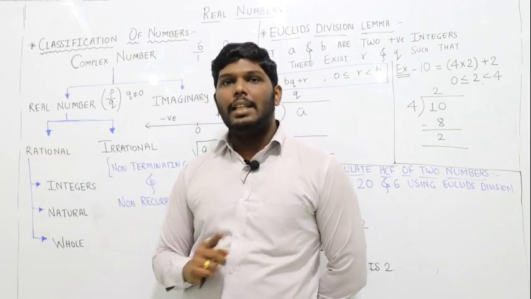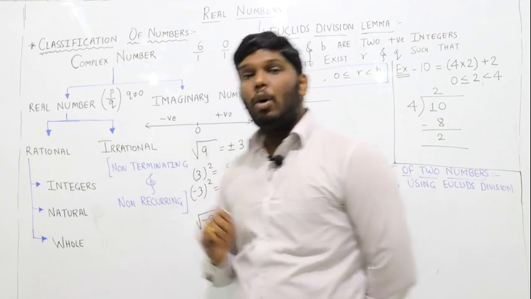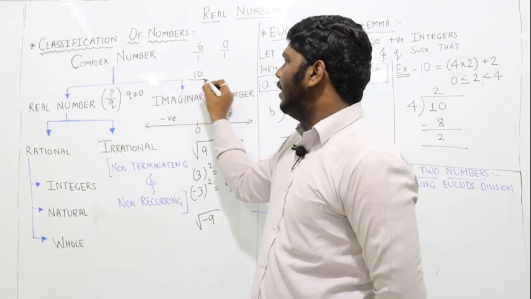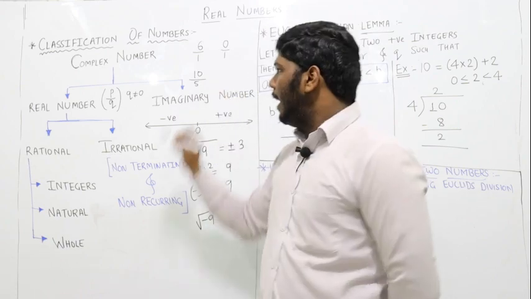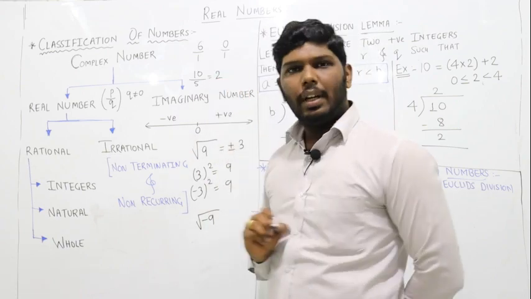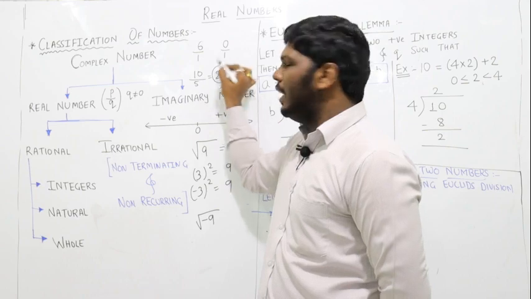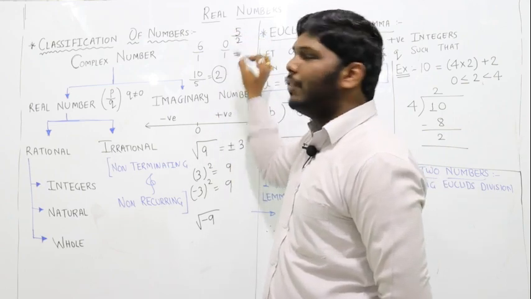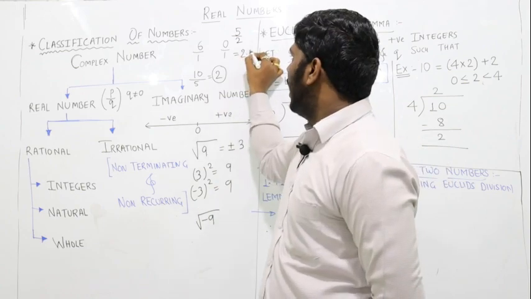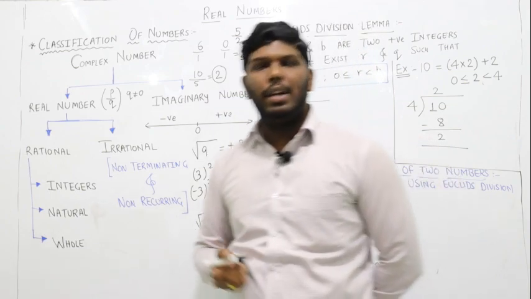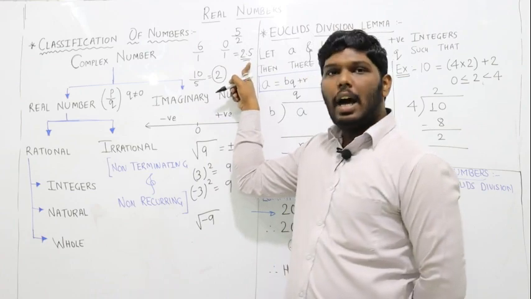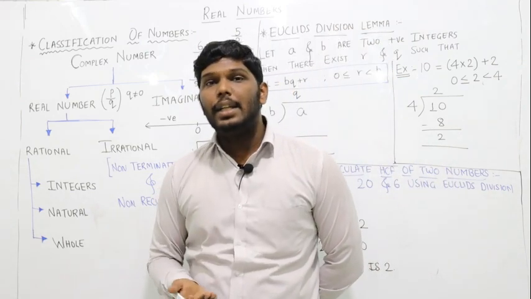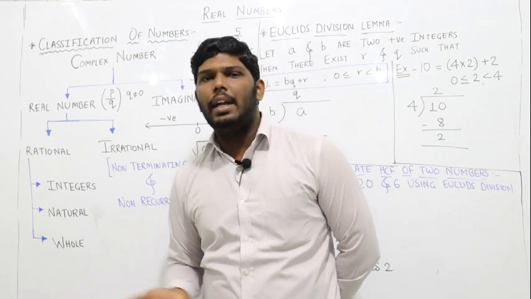First type is called as the terminating rational number. Now what is the meaning of terminating rational number? If I ask you what is 10 divided by 5? 10 divided by 5 is 2. Correct? So this number is terminating somewhere. If I ask you 5 divided by 2, what is 5 upon 2? It is 2.5. Again this number is terminating after 5. So such numbers are called as terminating rational numbers. And the second type is non-terminating but recurring rational numbers.